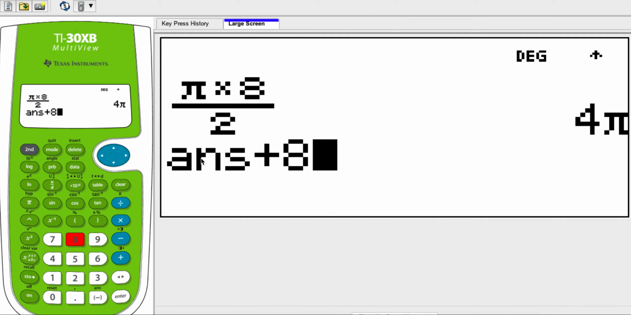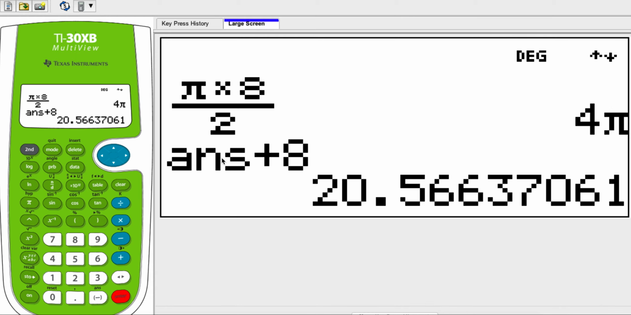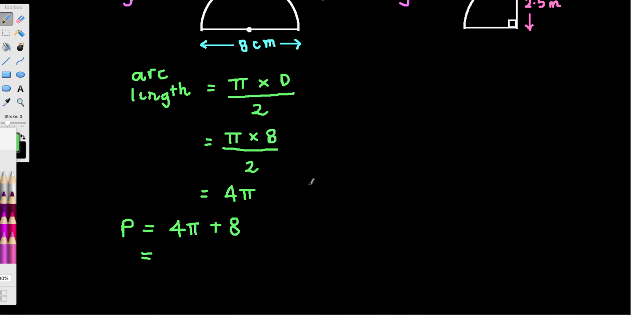You'll notice it says answer. So it's saying it's going to take this answer and it's going to add 8 to it. And now I've got my solution. Now I'm going to round to 1 decimal place. So I can't just put 20.5 because I need to check the number after it. The number after it is 5 or above. So that means that this is actually closer to 20.6. And so I'll round it to 20.6. And that is in centimetres.